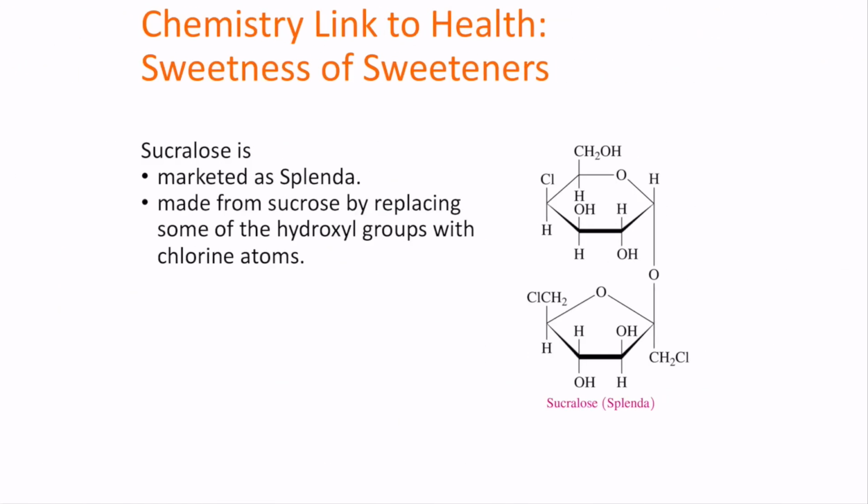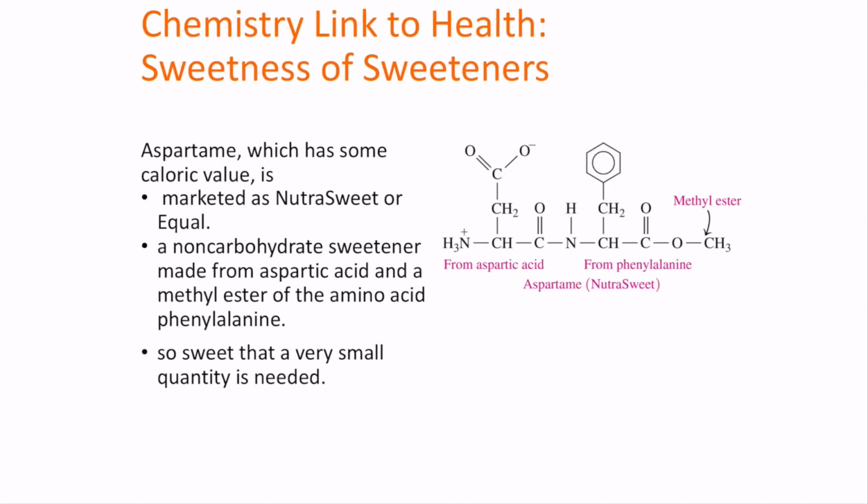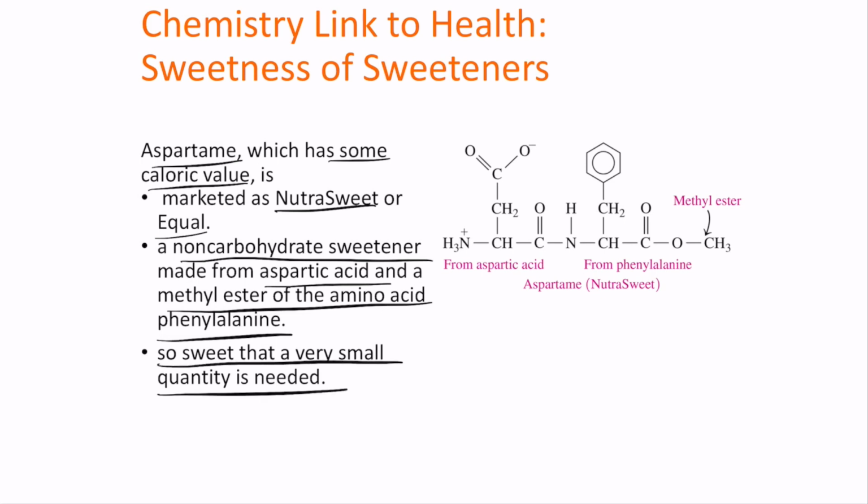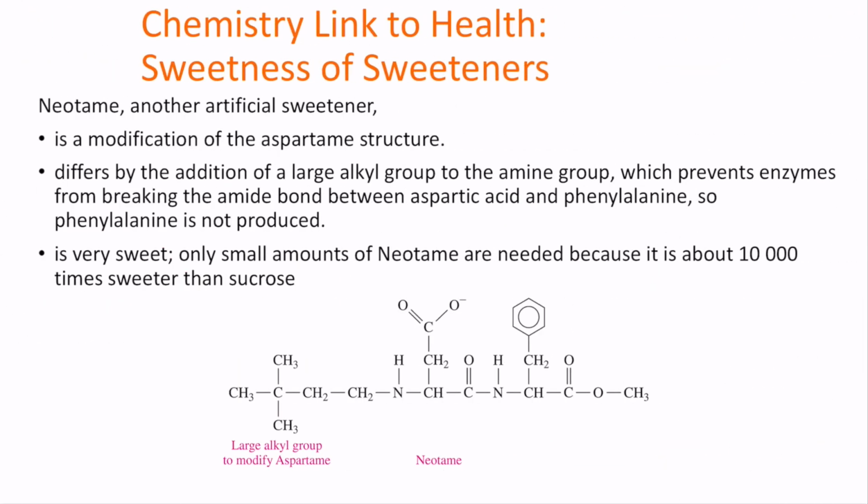So sucralose is basically sucrose, but in place of OH groups, some are replaced with a chlorine, resulting in the formation of sucralose. It is marketed as Splenda, and it is made from sucrose by replacing some of the hydroxyl groups with chlorine. The second one is aspartame, which has some caloric value, and it's marketed as NutraSweet or Equal. It's a non-carbohydrate sweetener made from aspartic acid and the methyl ester of the amino acid phenylalanine. It's so sweet that you only need a really small quantity.